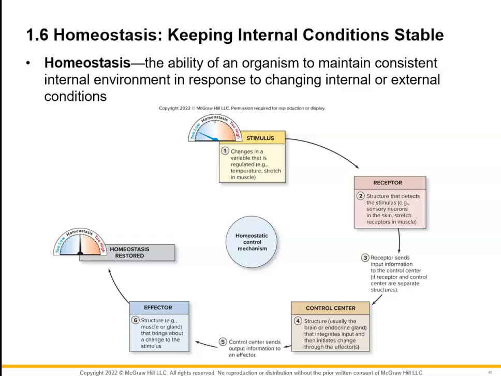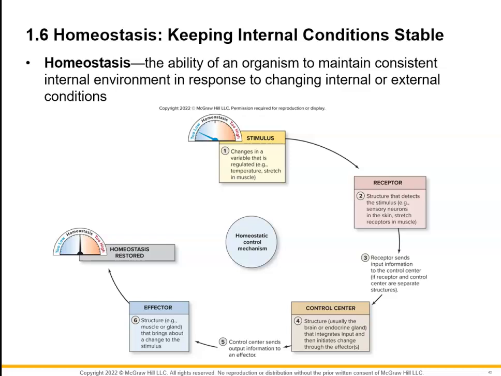Well, if it got hot, you want the air conditioner to come on, so the control center sends a message out to the air conditioner, which starts pushing cold air into your house. And what happens? The temperature gets back to normal. You get back to your set point. Well, the air conditioner is the effector. The effector is whatever structure brings back the set point to normal.